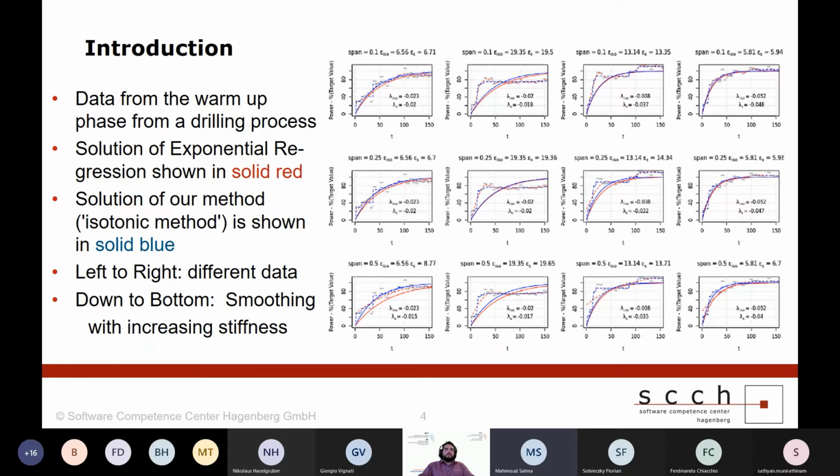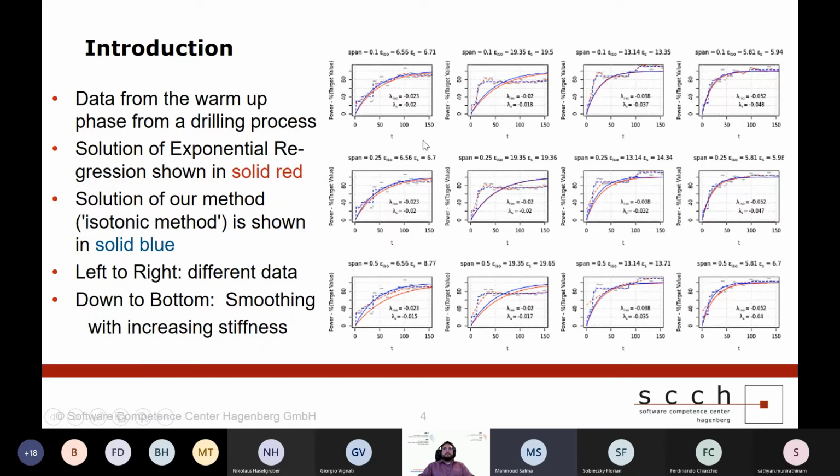So we basically apply two methods here. The solid red method is the exponential regression, which would be the simplest thing that you can use for such a curve. And the solid blue line is our estimation that depends on isotonic regression, which I will talk about later. And the little gray dots here and there are the data itself.